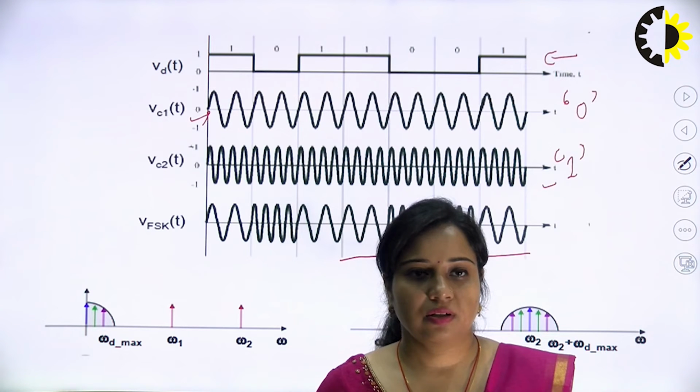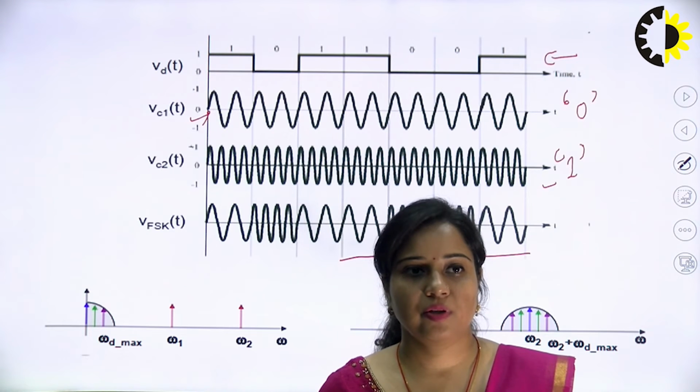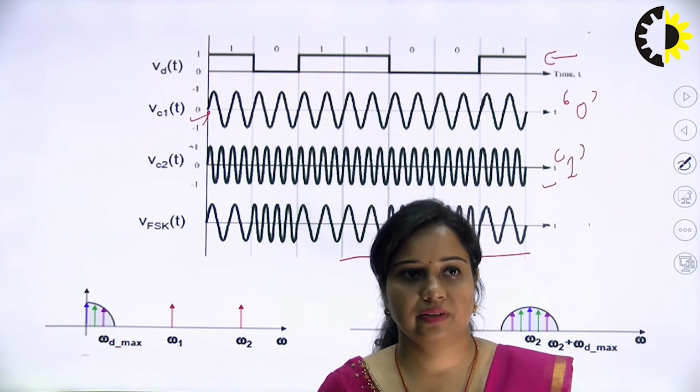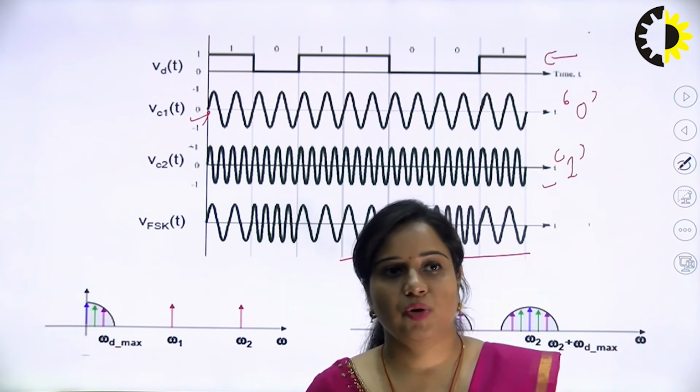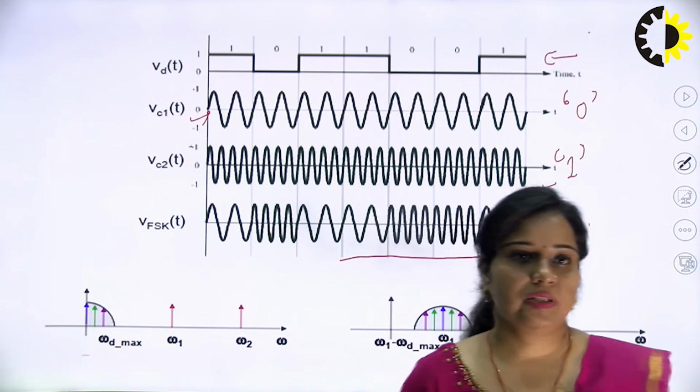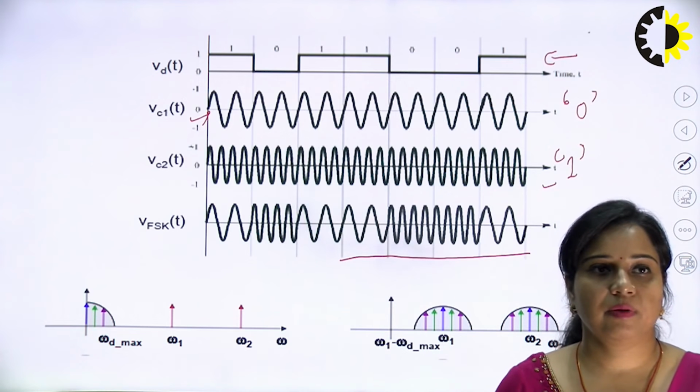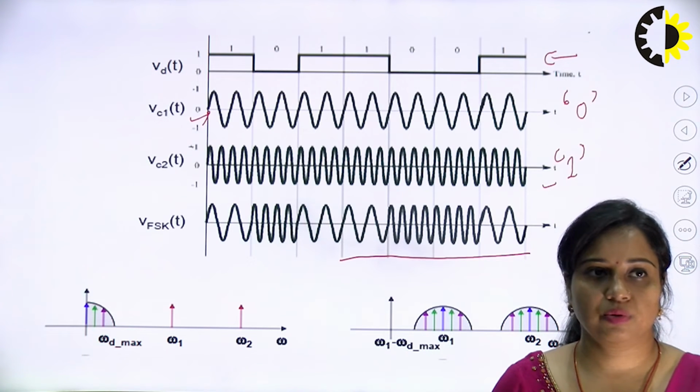So this is done using a summer, and before this summer there are two modulators. One will modulate the VC1(t) signal, and the other will modulate the VC2(t) signal. Then the outputs of these two signals will be added together to get the VFSK signal.